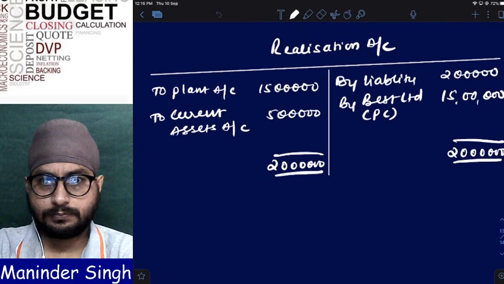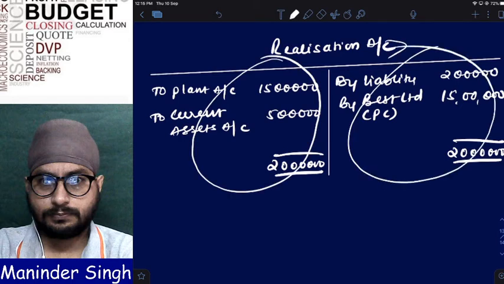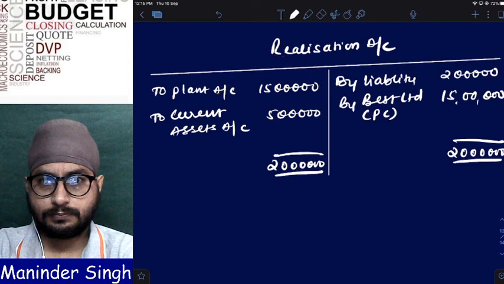Now tell, how much is the difference? 3 lakhs. Now tell, is 3 lakhs profit or loss? So the debit side is more than the credit side. Profit or loss? Simple. Forget everything. The debit side is greater than the credit side, so it means profit or loss? Loss will be borne by which shareholders?